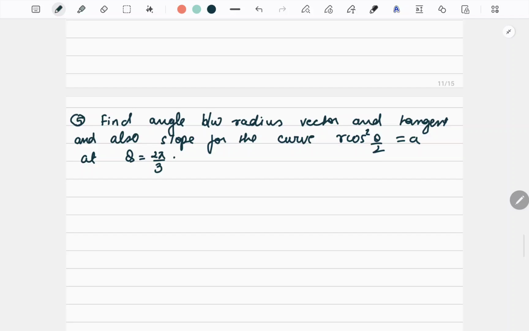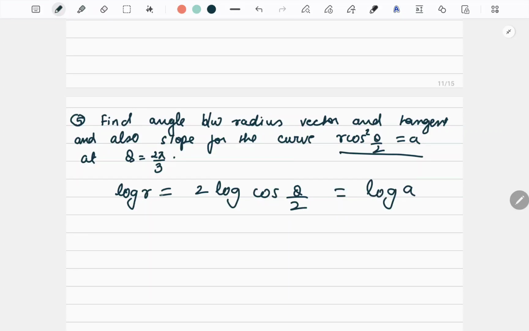So first we have to find phi. Let us begin with that. What is the first step? Take log on both sides. So log r is equal to 2 log cos (theta by 2), plus log a. Sorry, this will be plus because they are in multiplication. So I have applied the log of m into n formula also, and log m to the power n also. That's why this 2 came in front here.